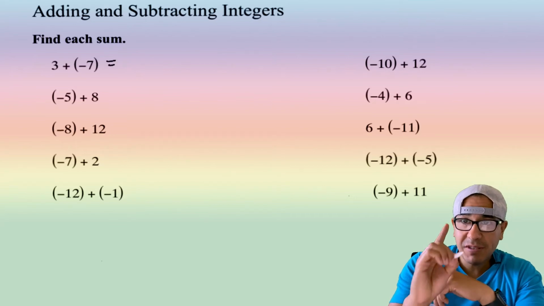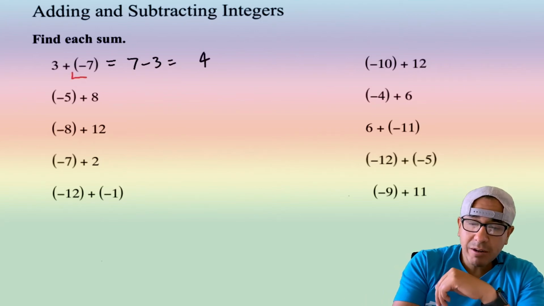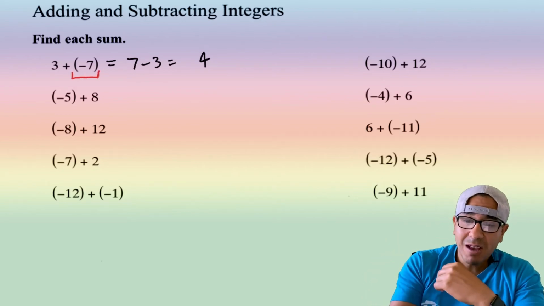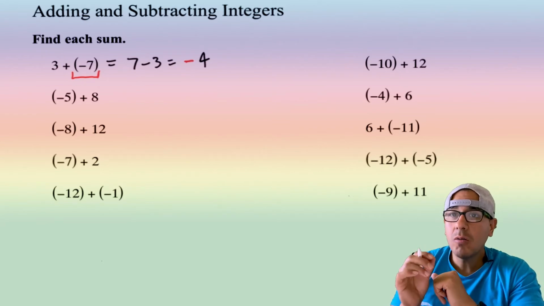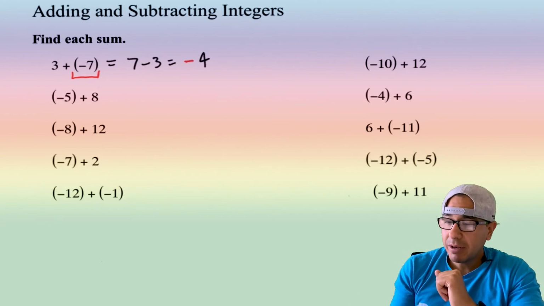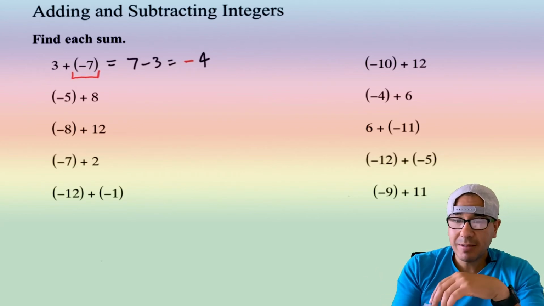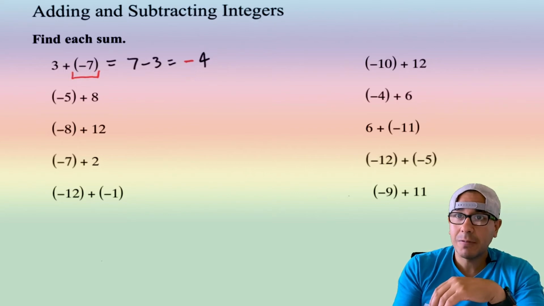When they have different signs, you do the big number minus the small number, which is 4, and keep the sign of the bigger number. So since the 7 was larger and it was negative, my answer is -4. All right, so you always keep the sign of the bigger number. So here, if I just look at 3 and 7, ignoring the signs, 7's larger and it's negative, so my answer is negative. That easy.